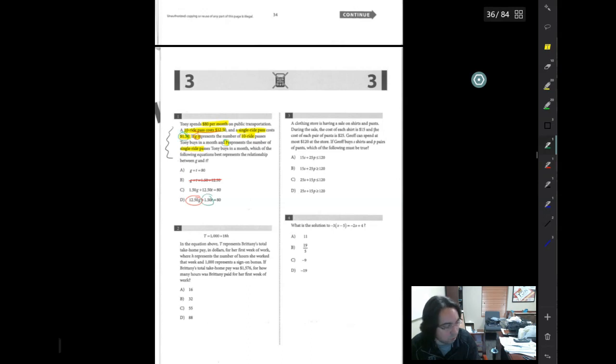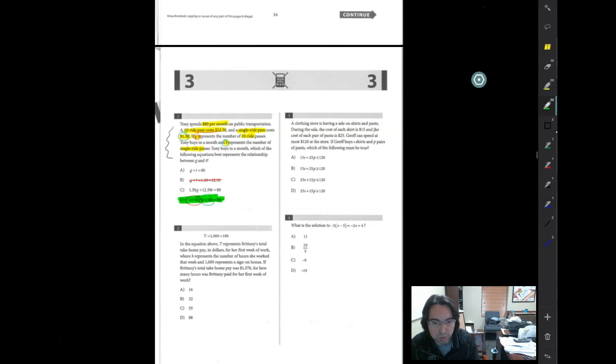So the answer choice for this one we can see is D indeed. That is our answer choice here. Sorry, it should be highlighted instead. So that is our answer choice on this one.